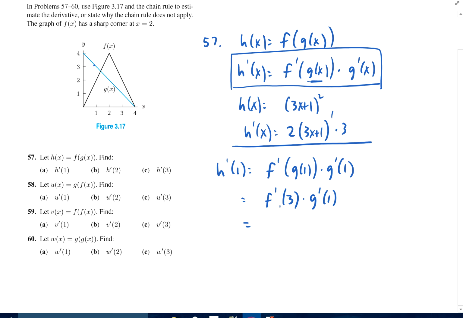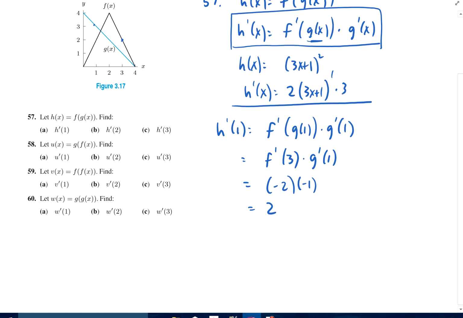And f prime of 3 is approximately, it's the slope at 3. So the slope at 3 is negative 2. And the slope at 1, for the slope of g, is negative 1. So that becomes a positive 2. So this is a part that you have to be real careful of. Whenever it's a derivative, you're looking at the slope of that function.